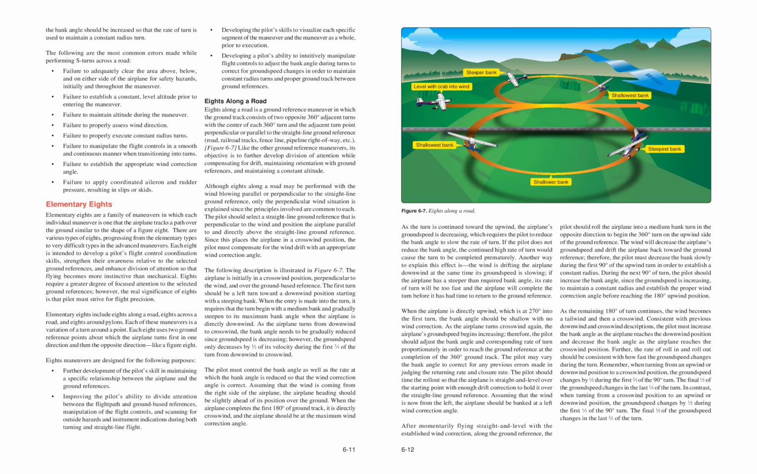Remember, when turning from an upwind or downwind position to a crosswind position, the ground speed changes by half during the first two-thirds of the 90 degrees turn. The final half of the ground speed changes in the last one-third of the turn. In contrast, when turning from a crosswind position to an upwind or downwind position, the ground speed changes by half during the first one-third of the 90 degrees turn. The final half of the ground speed changes in the last two-thirds of the turn.